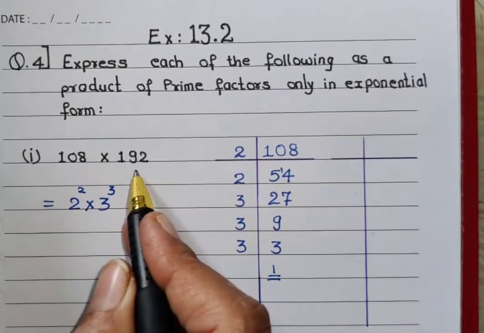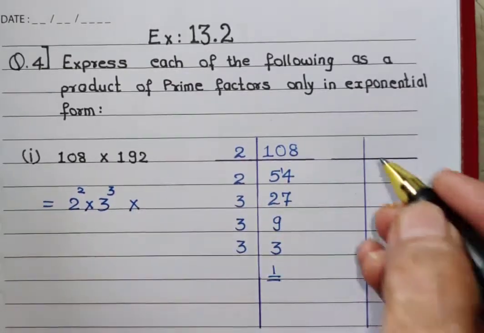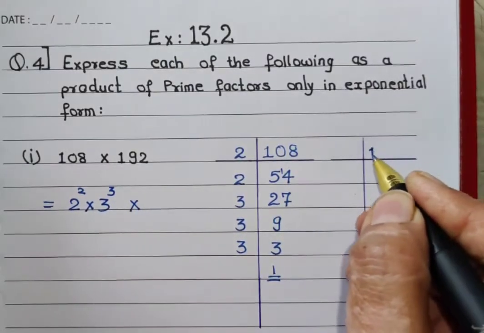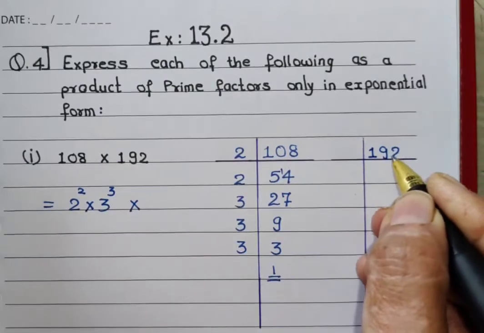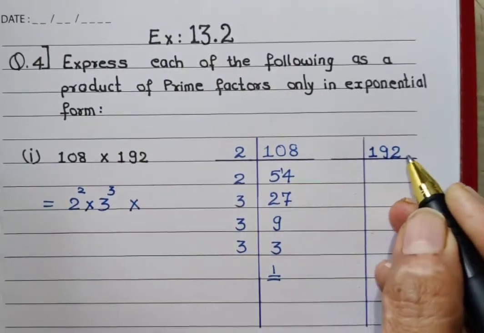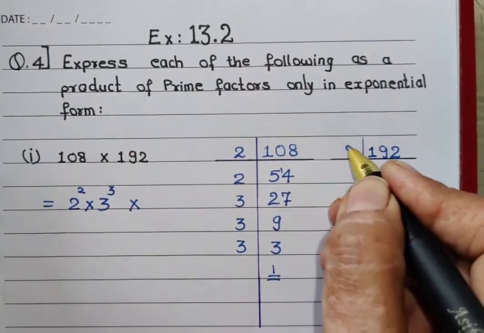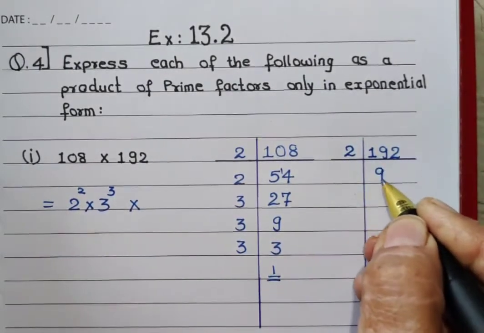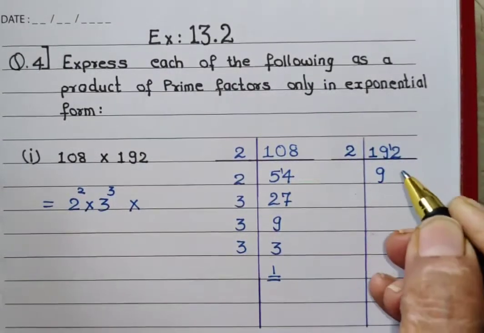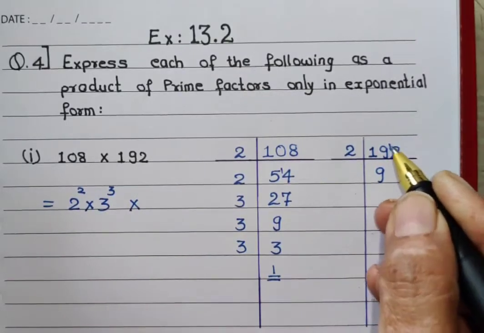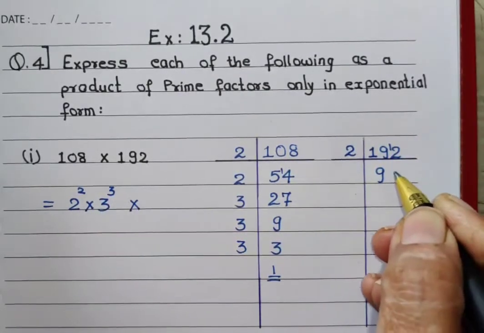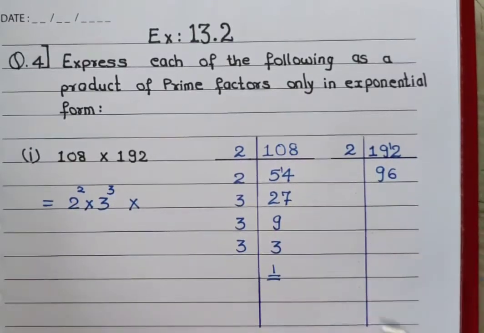Now let us do the factorization of 192. As the number is even, we will start with the table of 2. 2 9s are 18, 1 left. Now consider this 1 and 2, that is 12. 2 6s are 12.